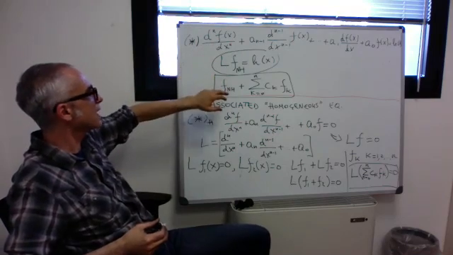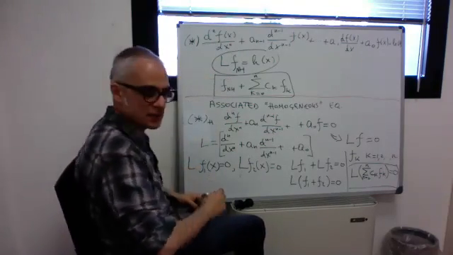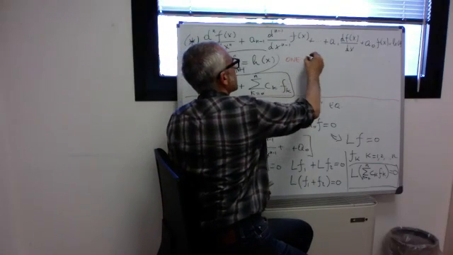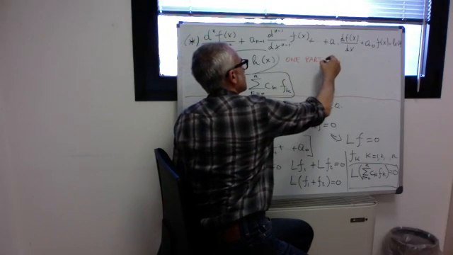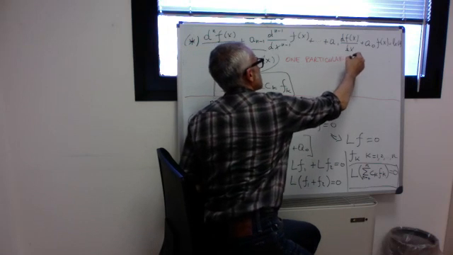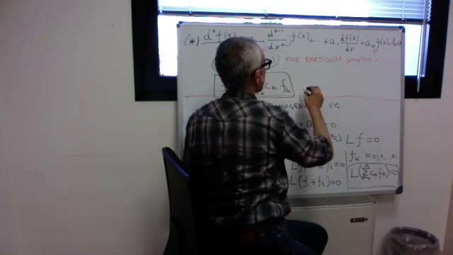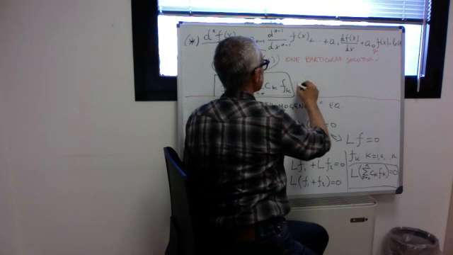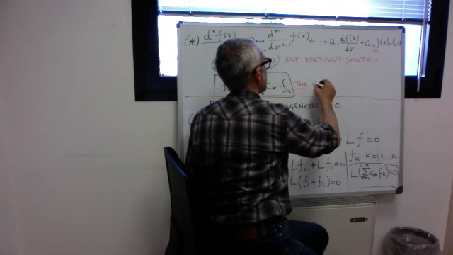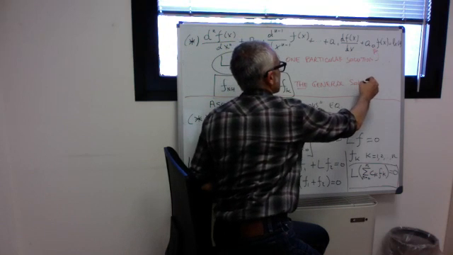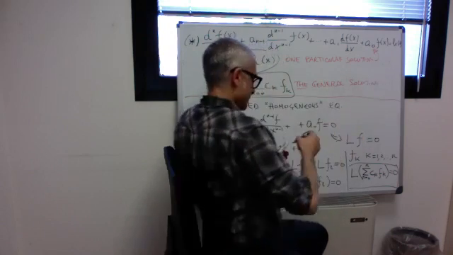So important here to realize that f and h is one particular solution of this problem, while this is the general solution.